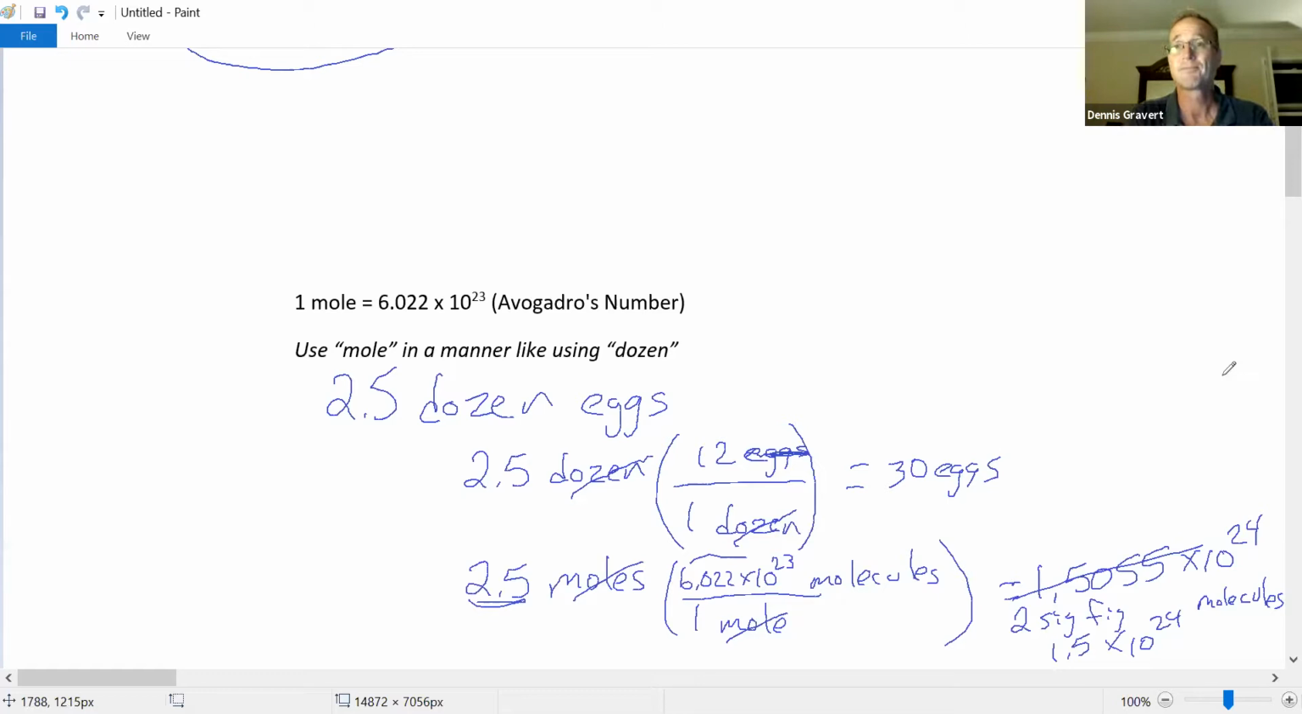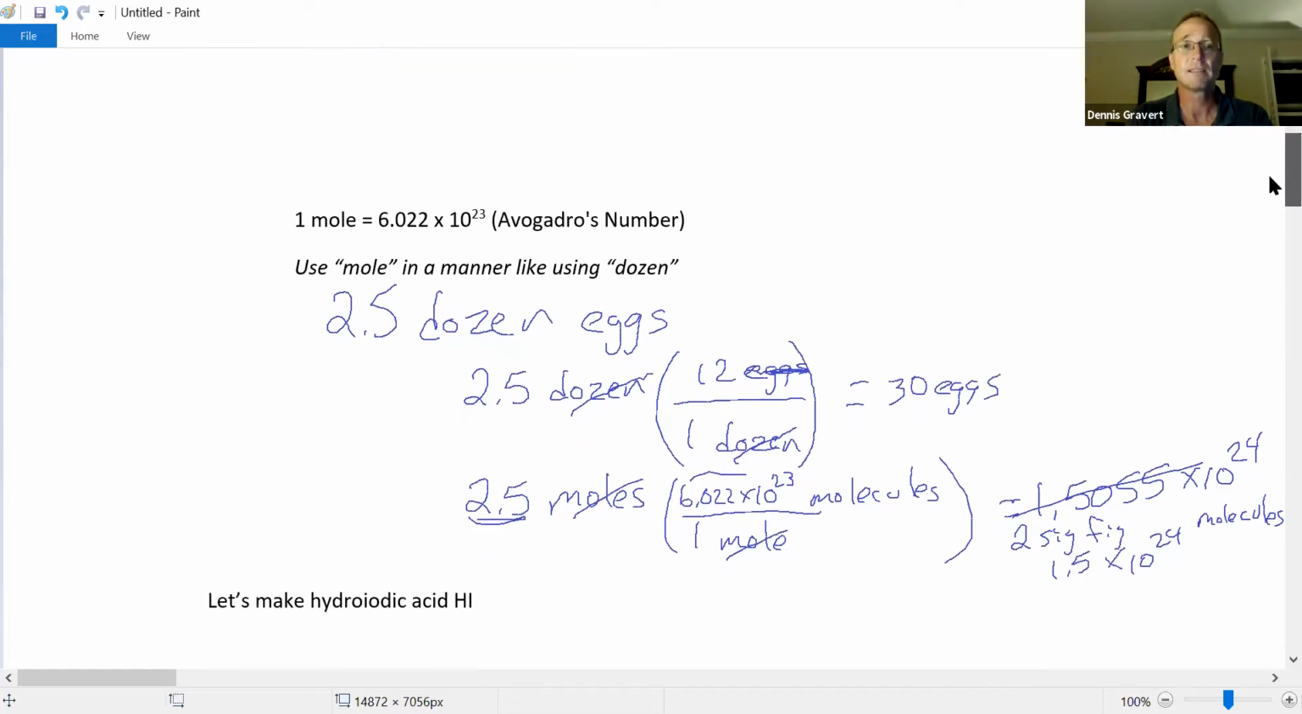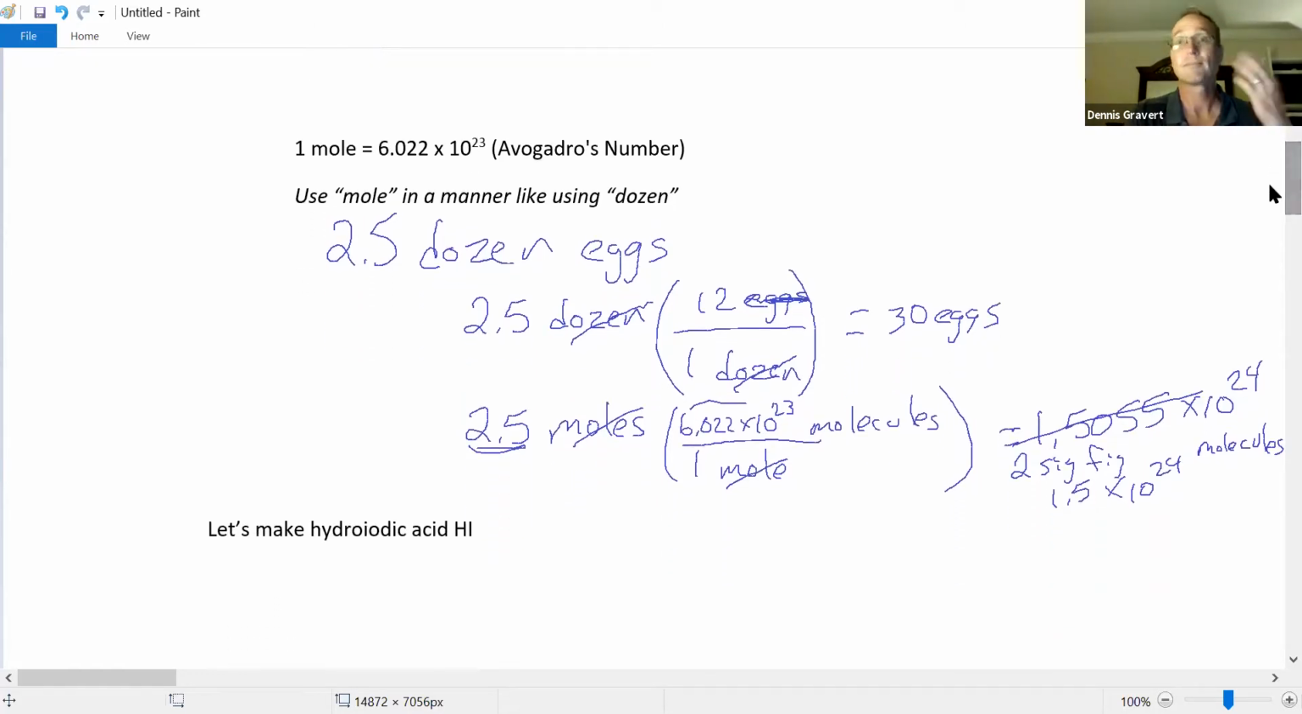Cool. All righty. Hey, so we're going to do some calculations involving chemical reactions. So I just arbitrarily picked one. And hello, little pun there, HI, hi. That's hydroiodic acid. So why don't we make some hydroiodic acid? That'll be our chemical reaction. So I want to make some HI. It's a gas, but you know what? Let's just leave out the physical states here.